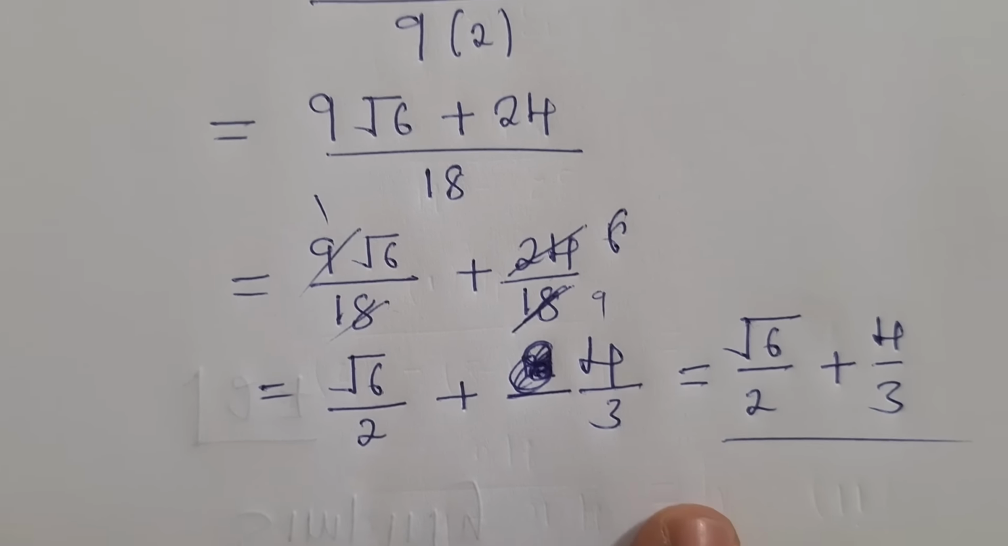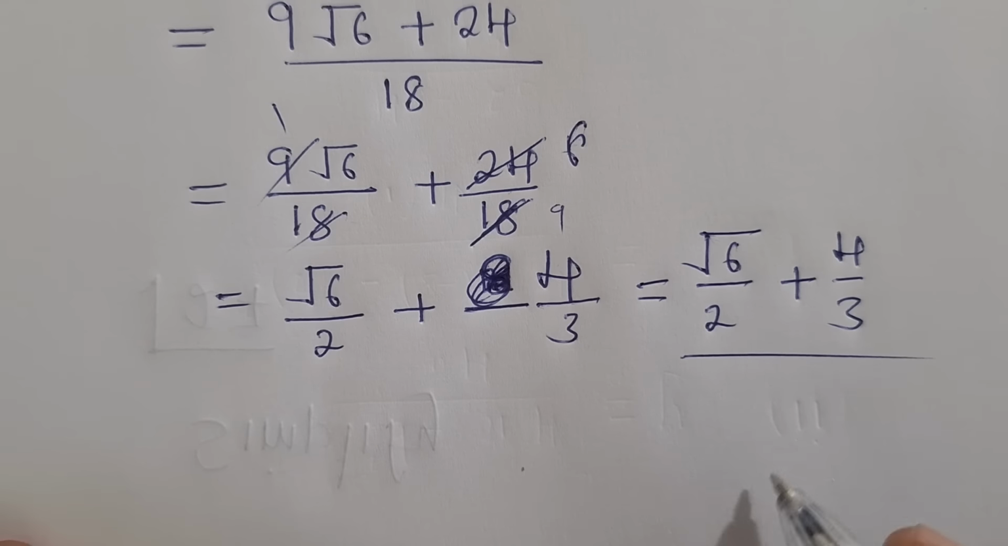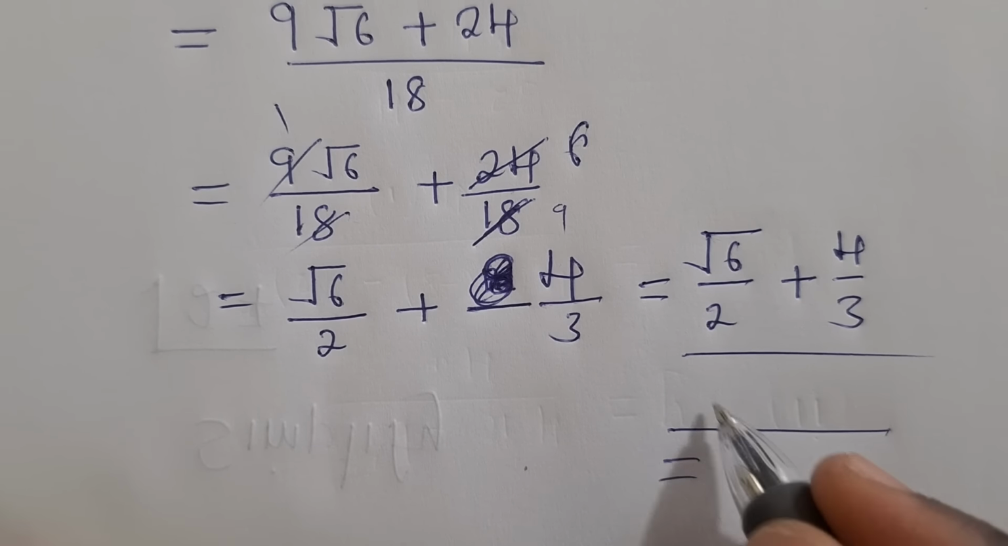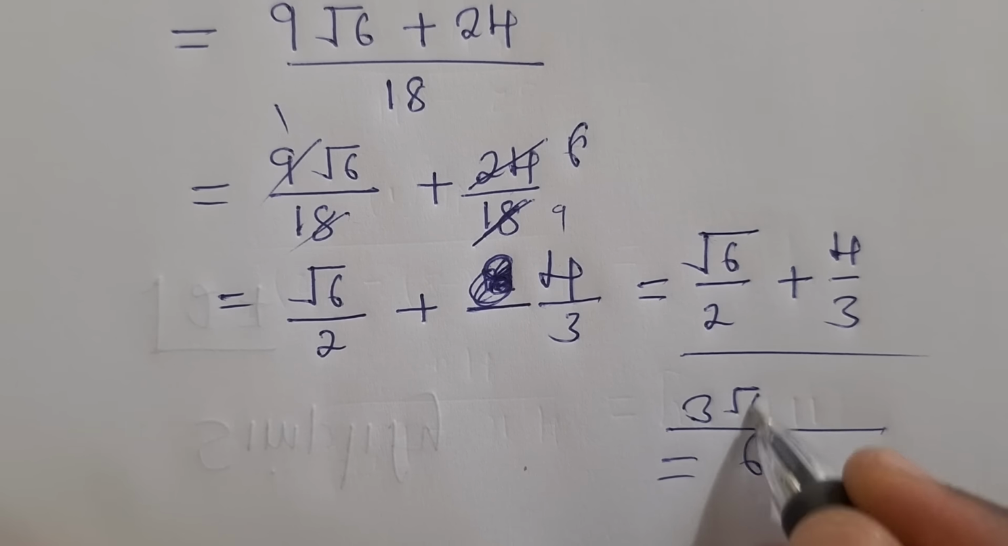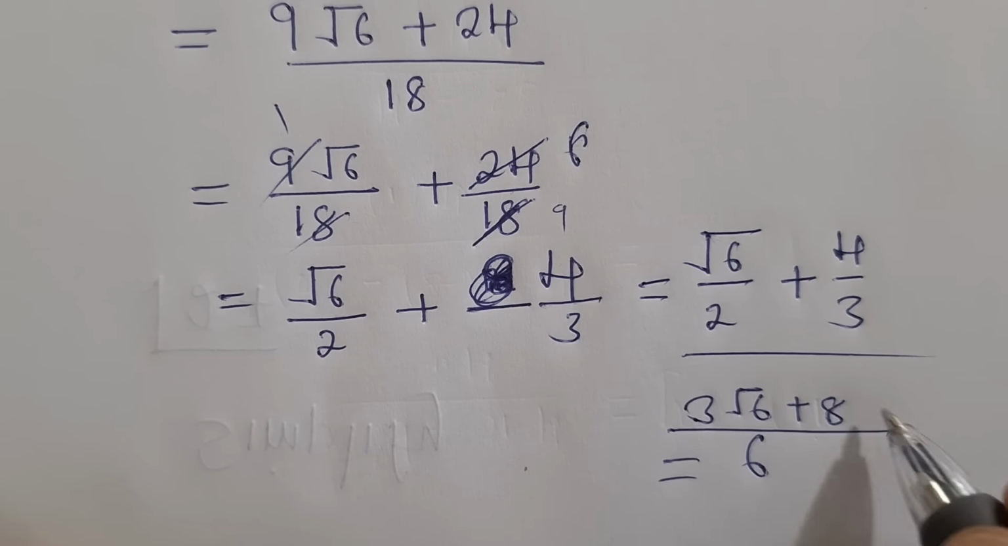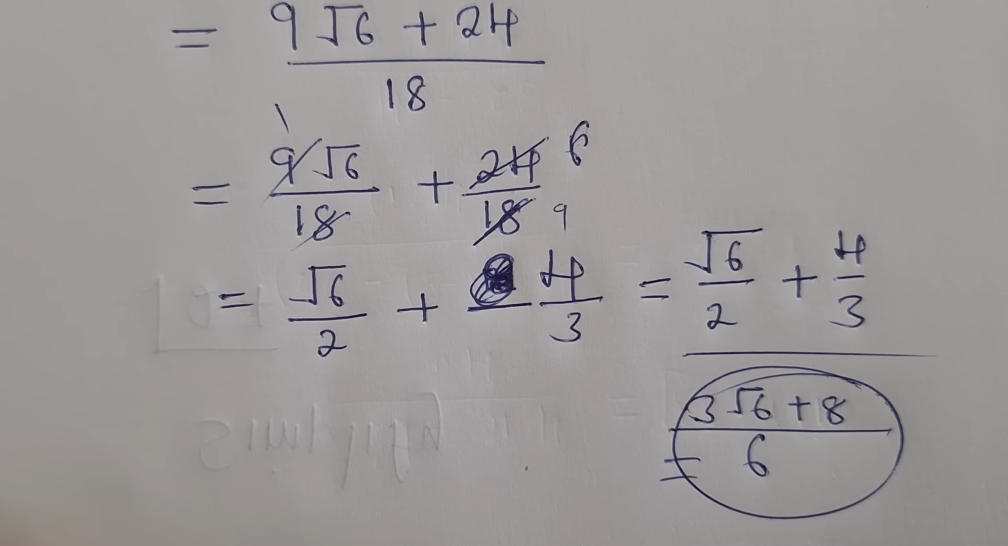Of which you can leave your answer like this, or you can even say 6 as the lowest common denominator. Here it will be 3 square root of 6 plus here 3 to 8, like this. This will also be your answer, can be your answer.